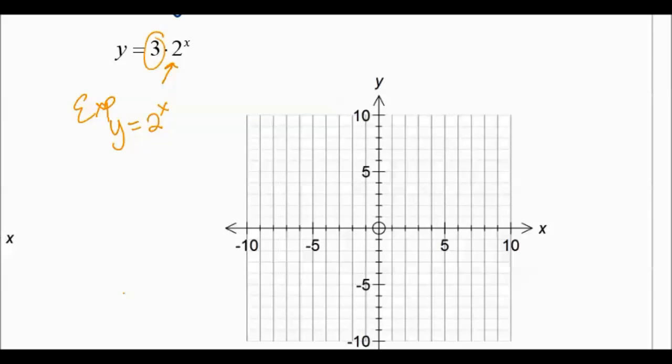Okay, so this 3 is the dilation that's being applied. If y is 2 to the x, and then we multiply it by 3, then that's going to stretch our y value. So it's going to stretch vertically by a factor of 3. So whatever the y value is, it's now going to be 3 times that. So let's graph the parent function first.